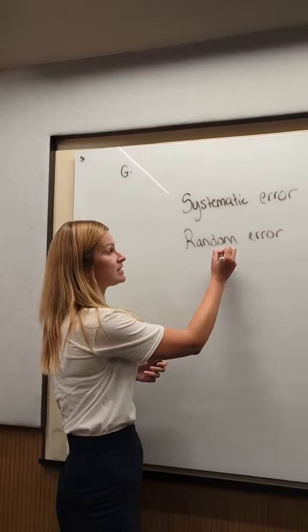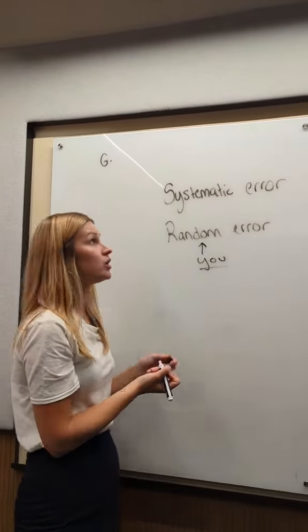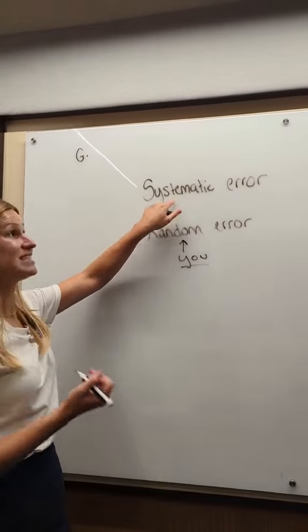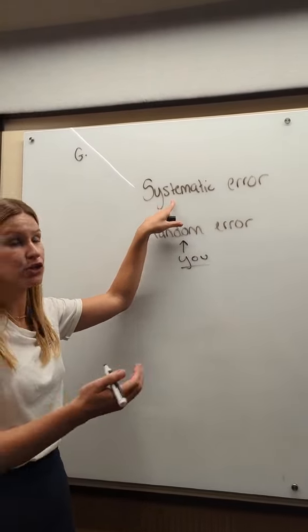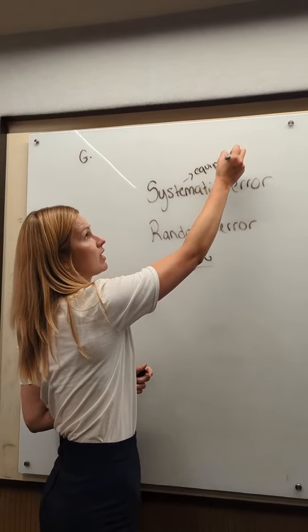The way to remember random error is it's always something to do with the human, okay? So it's always something to do with you, something that you've done wrong. Whereas a systematic error is a problem with the system, okay? It's a problem with any equipment that you've used. So a systematic error is always to do with the equipment, okay?